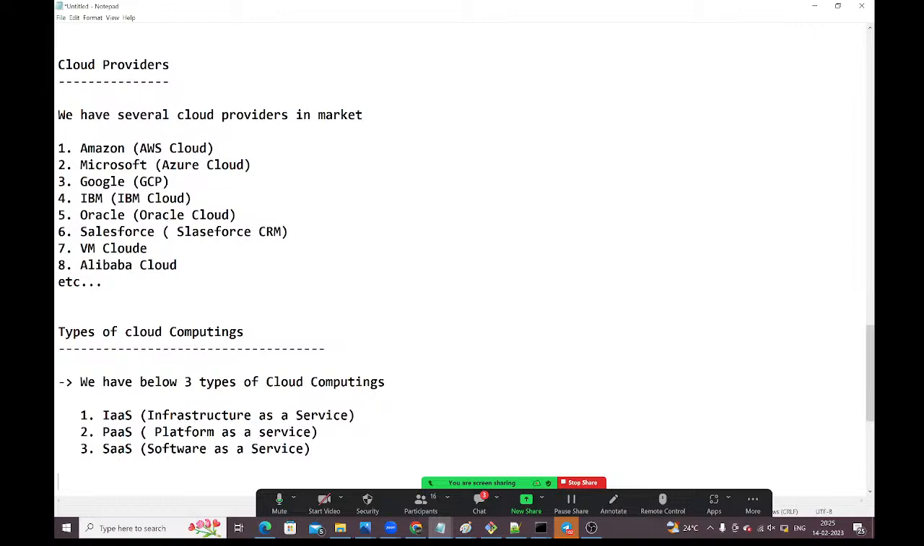Suppose if you go with the first option, to run our application, we should prepare the platform using cloud infrastructure. In the first case, guys, to run our application, we need to prepare the platform. They are providing the infrastructure. By using that infrastructure, we need to prepare the platform. So here in IaaS, we should prepare the platform using cloud infrastructure.